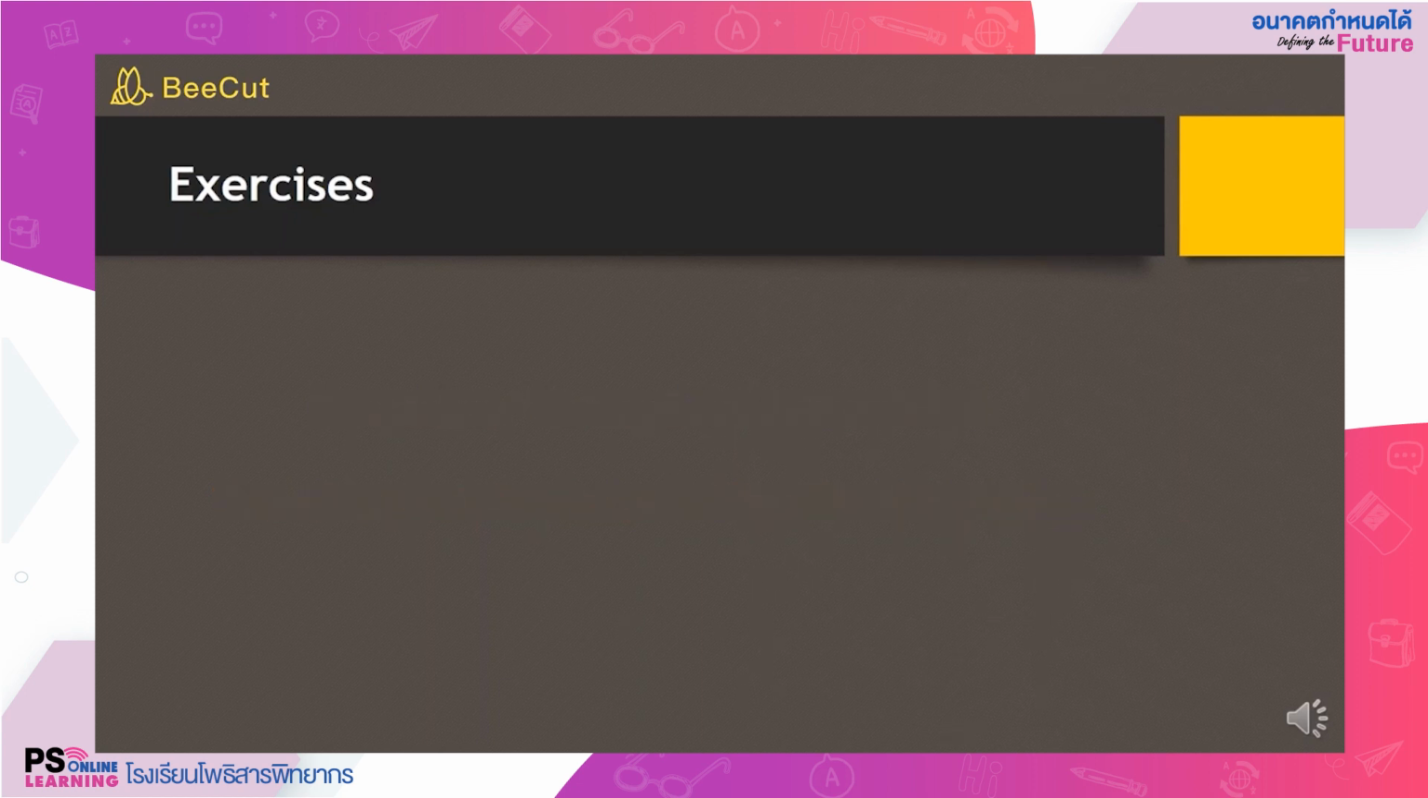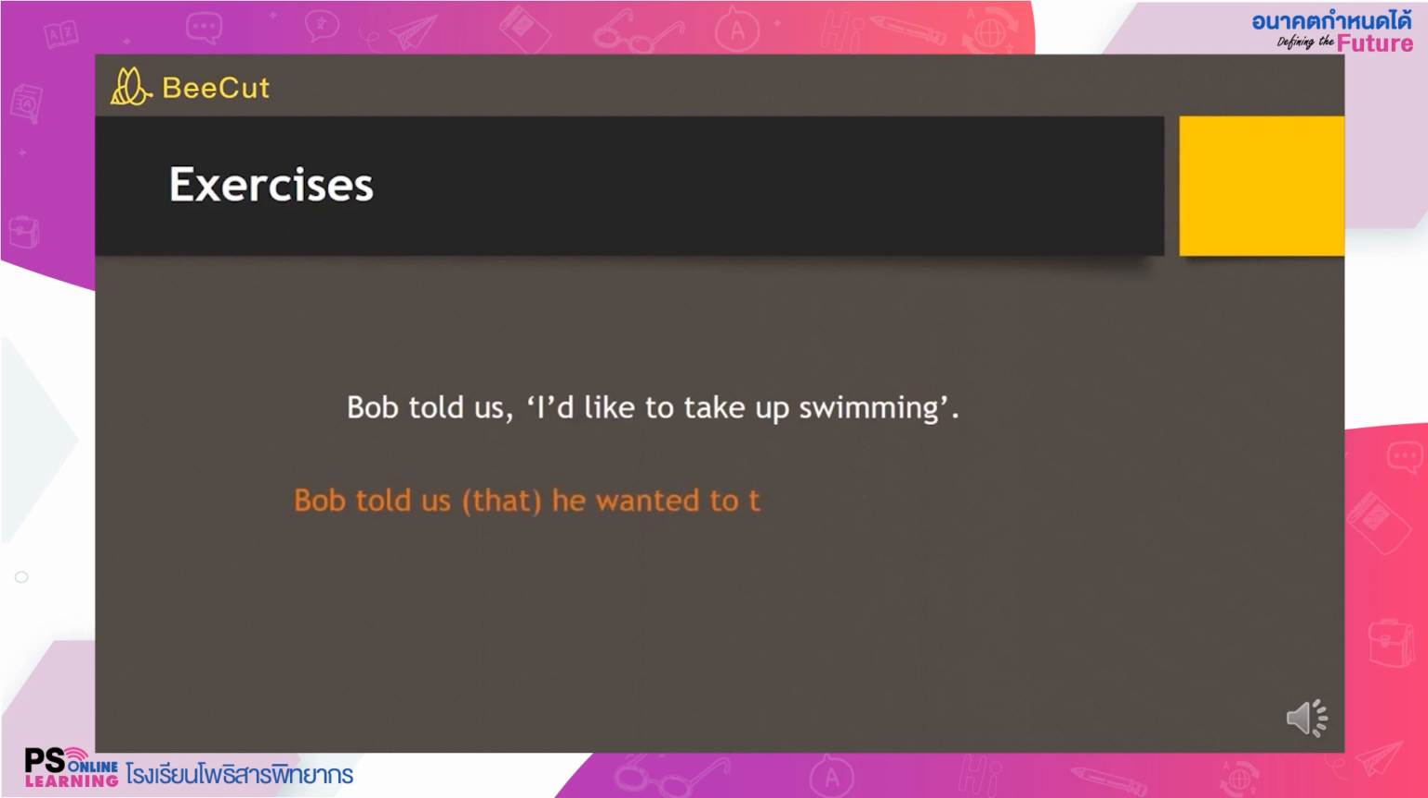And the last exercise. Bob told us, "I'd like to take up swimming." How do you change this one to reported speech? I'd like is short form of I would like. The answer is, Bob told us he wanted to take up swimming. Would like is the formal form of saying want in present tense. And when you are changing this to reported speech, you should use the verb wanted instead.